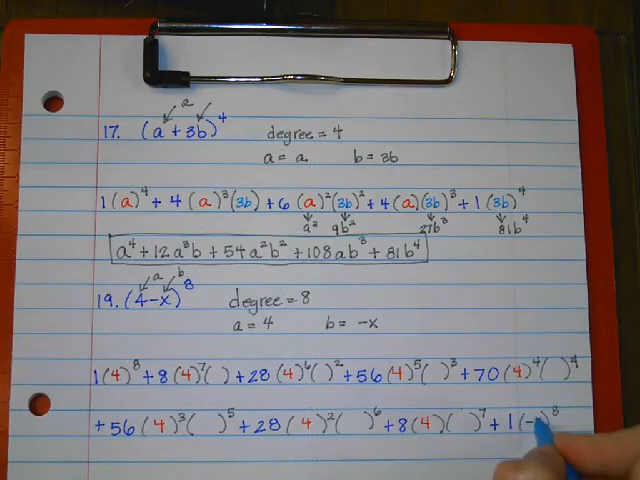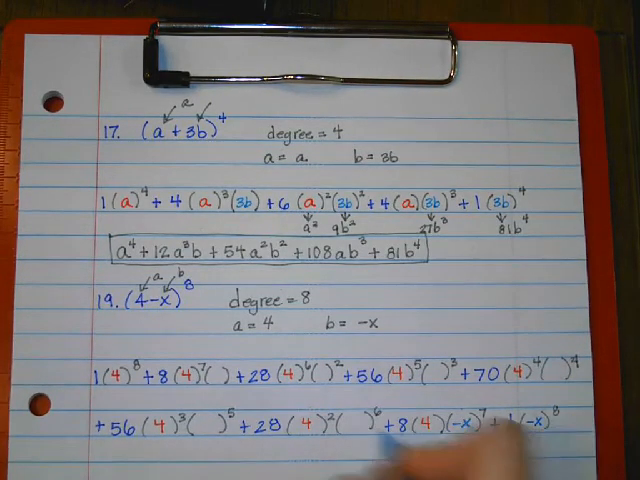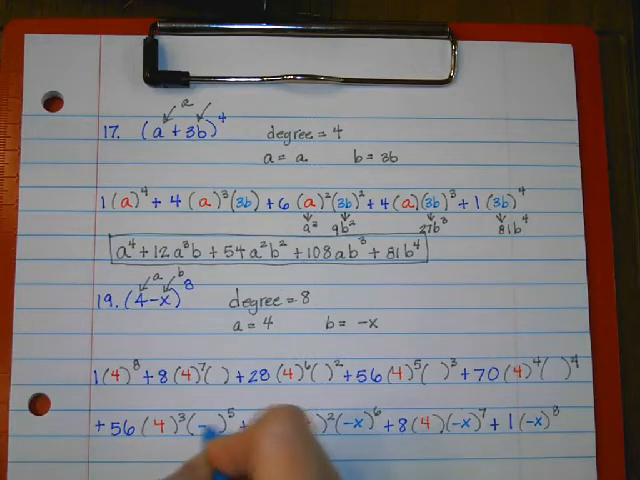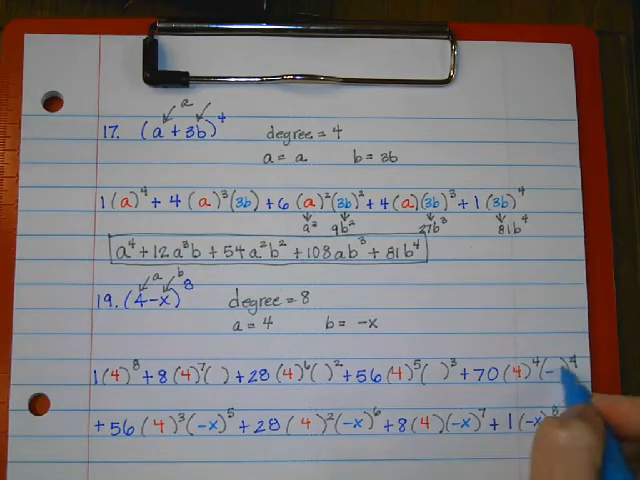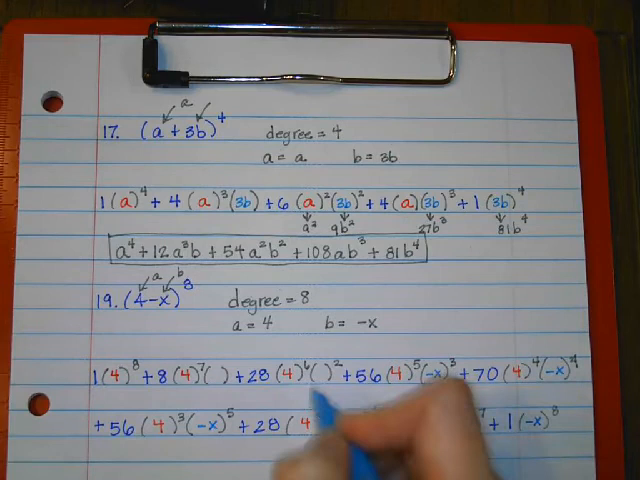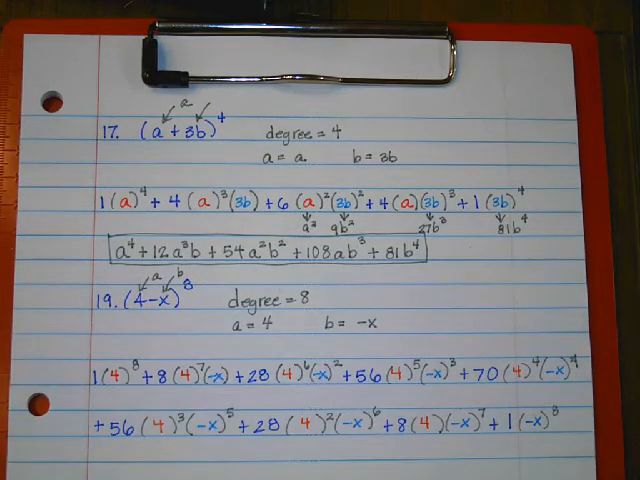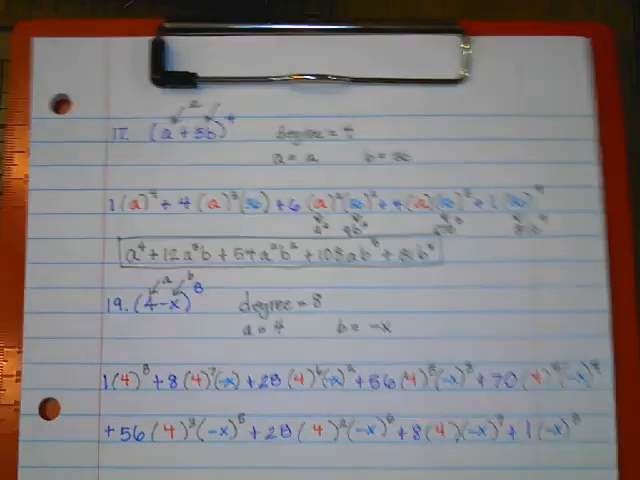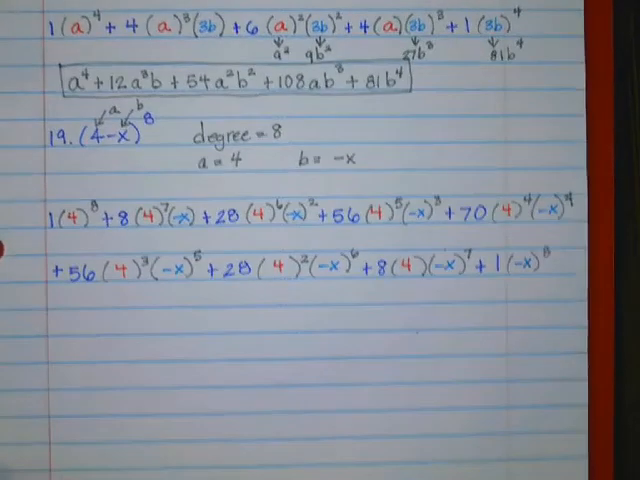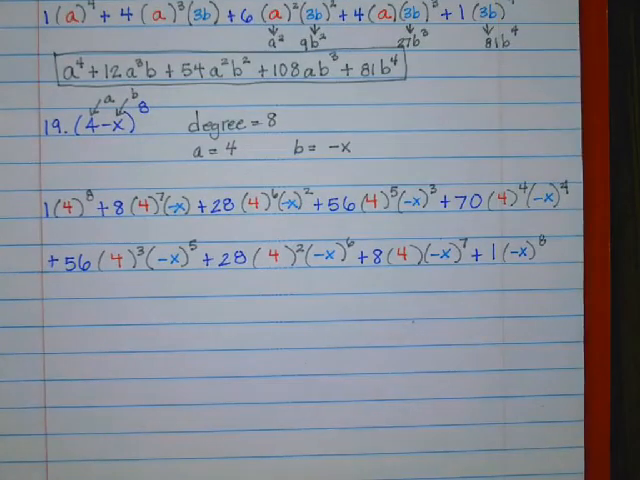So to the 8th, to the 7th, to the 6th, to the 5th, to the 4th, to the 3rd, to the 2nd, to the 1st, and then no. Alright, so I bring this up. This is when you have a long, big degree.